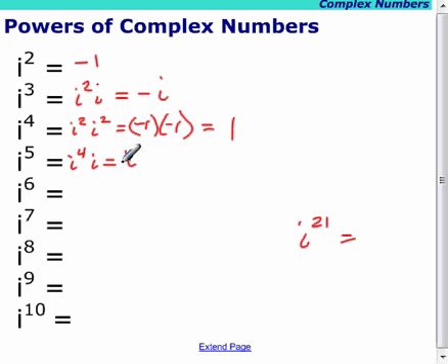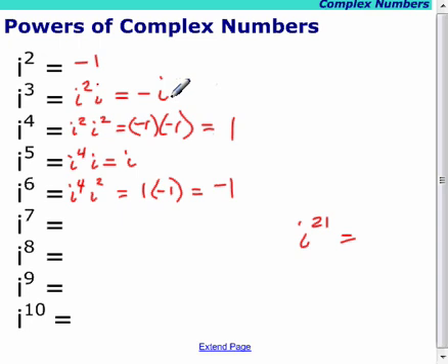I wonder if there's a pattern happening yet. Let's try i to the 6th. i to the 6th would be i to the 4th times i squared. And you can break those up any way you want, but this is probably easiest. i to the 4th is 1, and i squared is negative 1. So 1 times negative 1 is negative 1. Oh, I see something repeating.